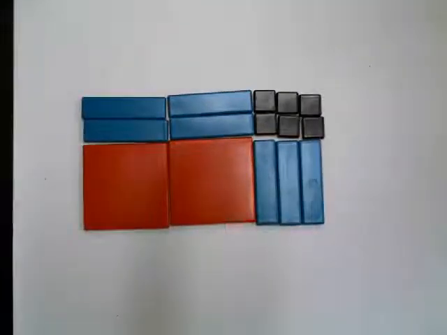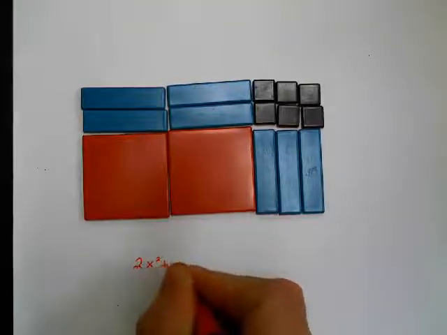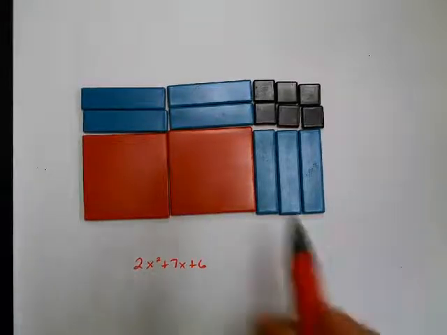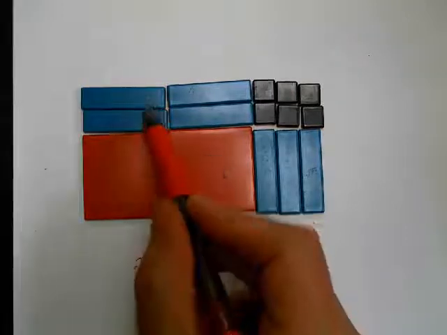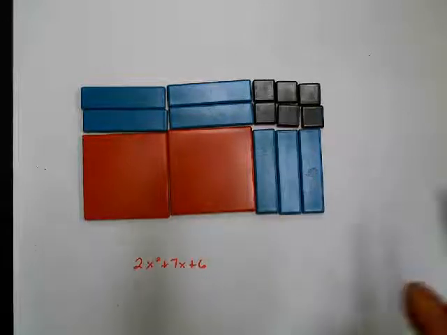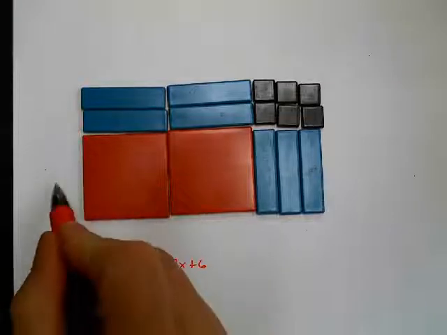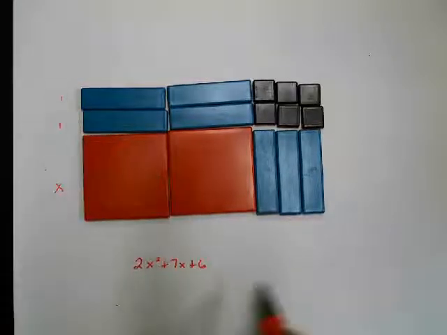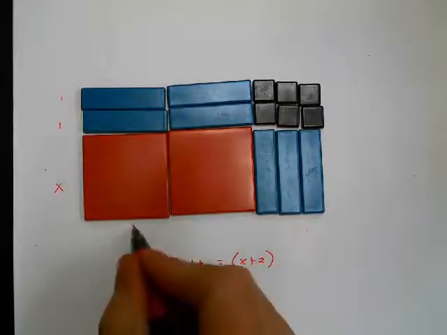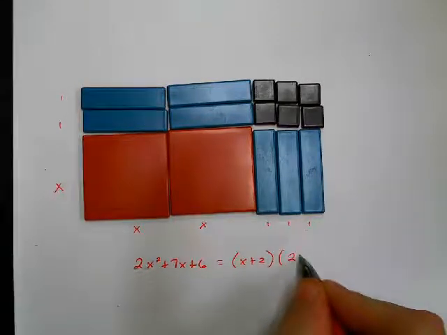So again, we started off with 2x squared plus 7x plus 6. So that's what I started off with. So here's my 2x squareds. I've got 1, 2, 3, 4, 5, 6, 7, 7 of the x's, and I've got 6 singles. And I was able to make this into a rectangle. This side of the rectangle is x, and this is a 1, and this is a 1. So that's x plus 2. This side is an x, a 1, and a 1. So that side would be 2 of the x's plus 3.